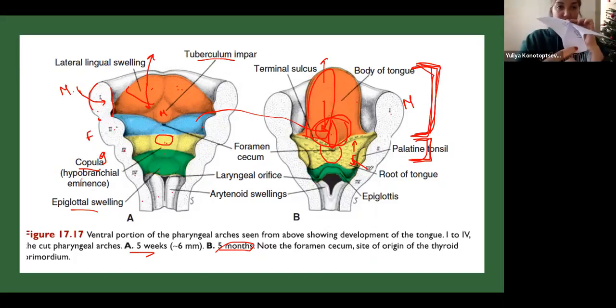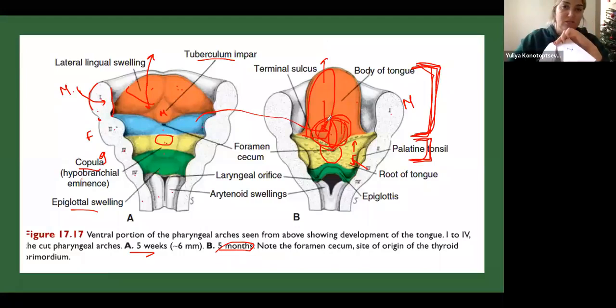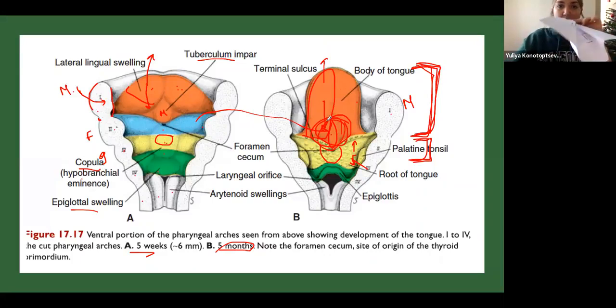Where is the second, the blue area? Where is the copula of the second arch, which is here? It's inside of your tongue. It gives the special sensation, the taste, by the chorda tympani of the facial. The most posterior part of the tongue is the fourth pharyngeal arch, which is going to be somewhere here, and that's the vagus. So don't forget that glossopharyngeal and vagus innervate the most posterior part.